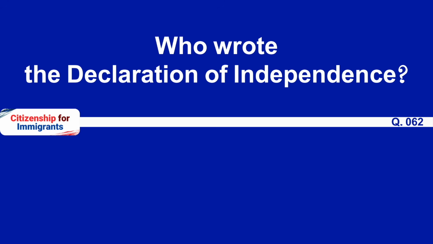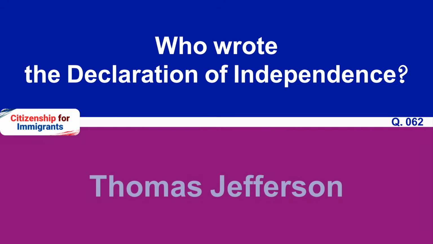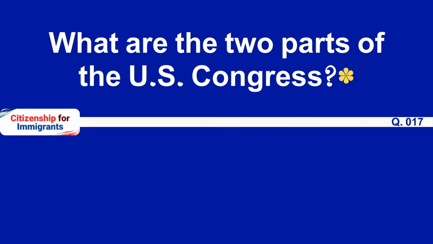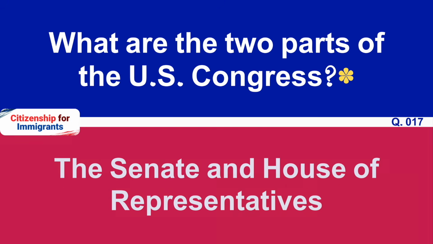Who wrote the Declaration of Independence? Thomas Jefferson. What are the two parts of the U.S. Congress? The Senate and House of Representatives.